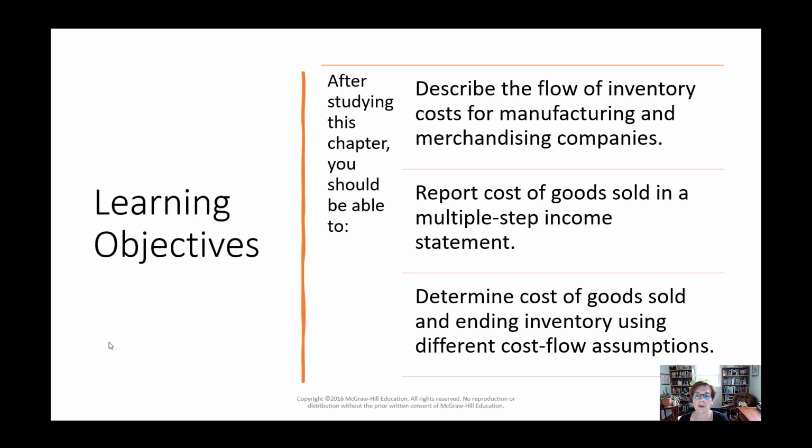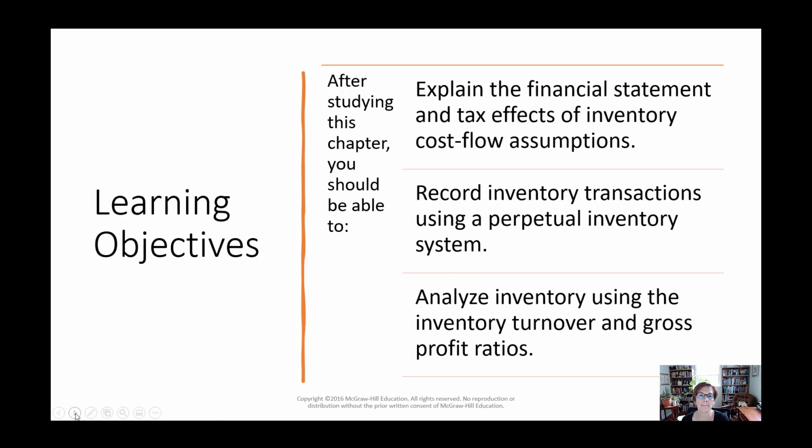So we're going to take a look at what happens with the costs of inventory, how we report cost of goods sold on a multiple step income statement, so a new form of income statement. We're going to look at cost flow assumptions, which are very important. We'll see why. And then we're going to look at, again, these cost flow assumptions, what's important as far as tax and financial statement effects of them.